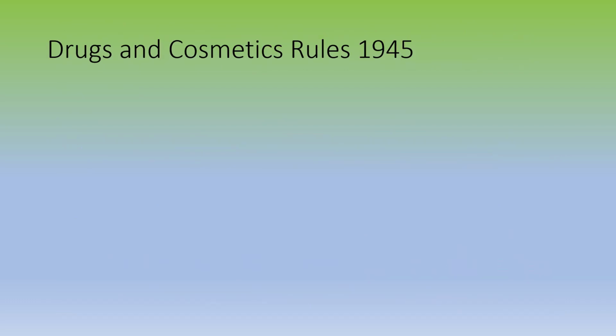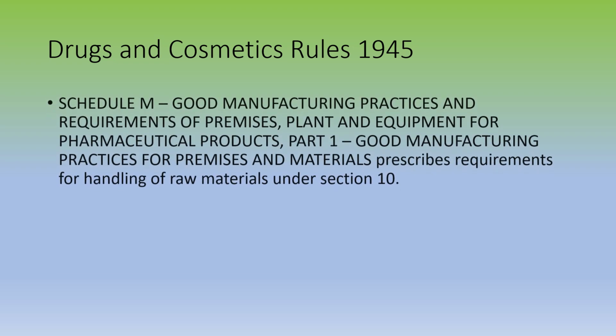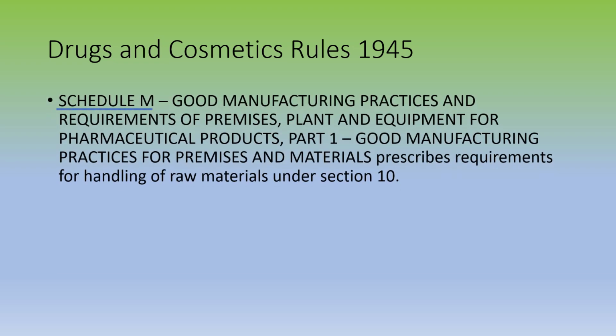Drugs and Cosmetics Rules 1945, Schedule M. Good manufacturing practices and requirements for premises, plant and equipment for pharmaceutical products. Part 1, Good manufacturing practices for premises and materials, prescribes requirements for handling of raw materials under section 10. Section 10 of the Drugs and Cosmetics Rules 1945 prescribes some important conditions. However, the information so far discussed above is not part of these rules.